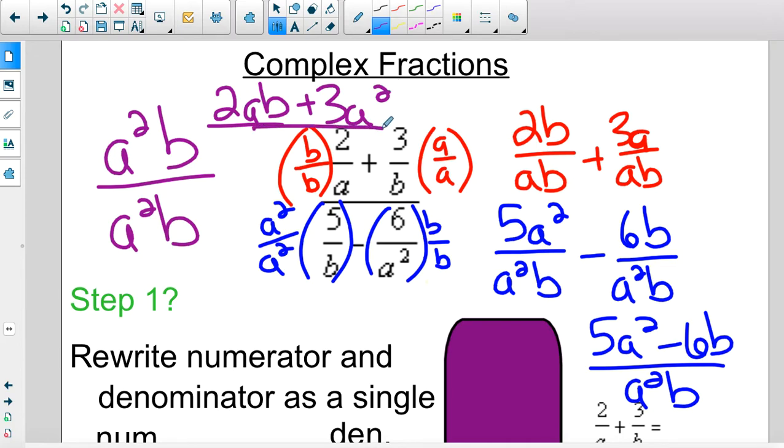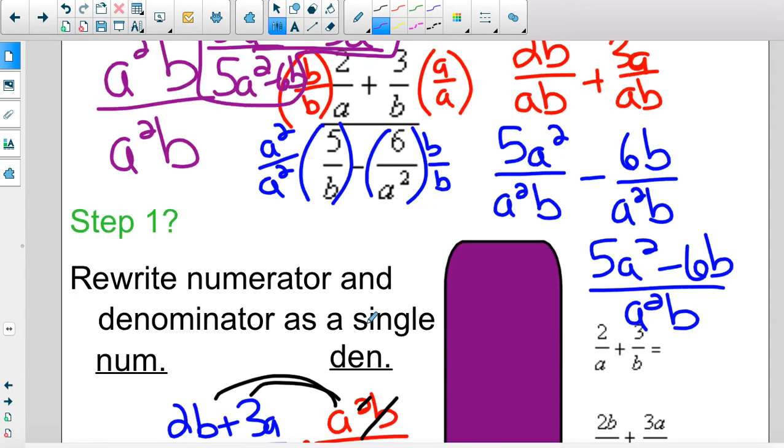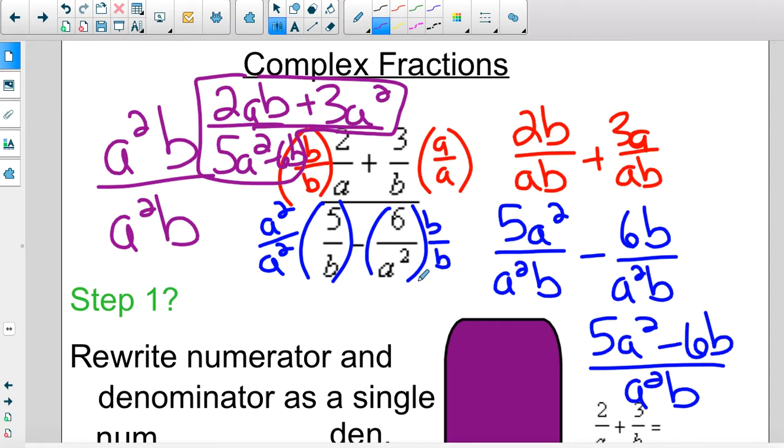Then on the denominator, same thing, I'm going to distribute this to this part. The b's are going to cancel again. I'm going to get 5a squared here. And then if I distribute this to this part, the a squareds are going to cancel, so I'm just left with 6b. So minus 6b. Again, you check to see if anything simplifies, but that is the exact same answer as the one we had down here.